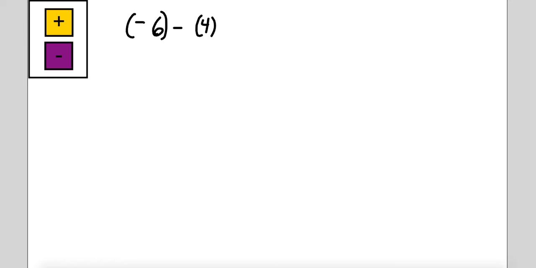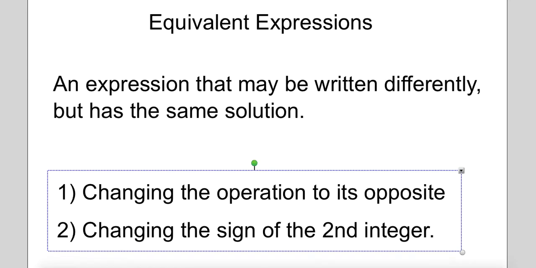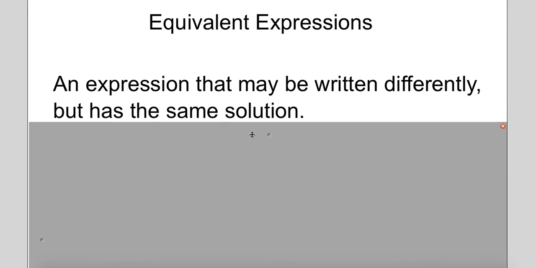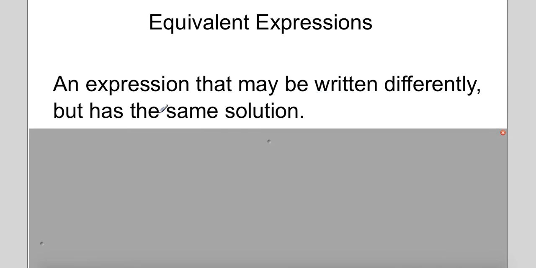Now, in this example, you'll see we have subtraction. Subtraction's a little bit difficult to work with when you have integer chips if you don't know a simple trick. The specific trick that we're going to be talking about before we even try this problem is equivalent expressions. In equivalent expressions, all that means is it's an expression that may be written differently, but it has the same solution. So an adding problem and a subtracting problem with the same numbers, maybe not the same positive and negative numbers, but we are going to get the same answer.